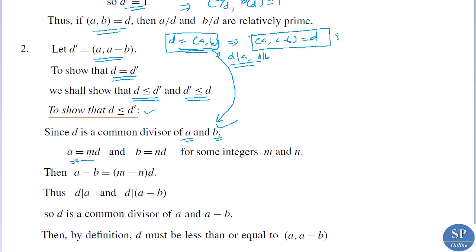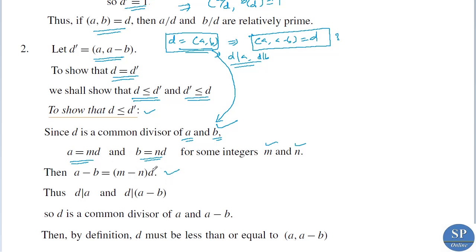Therefore, A equal to MD and B equal to ND for some integers M and N. That is, we can find some integers M and N such that A equal to M into D and B equal to N into D, because D is a common divisor of A and B. Therefore, A should be a multiple of D and B should be a multiple of D. Therefore, from this we get A minus B is equal to M minus N into D.